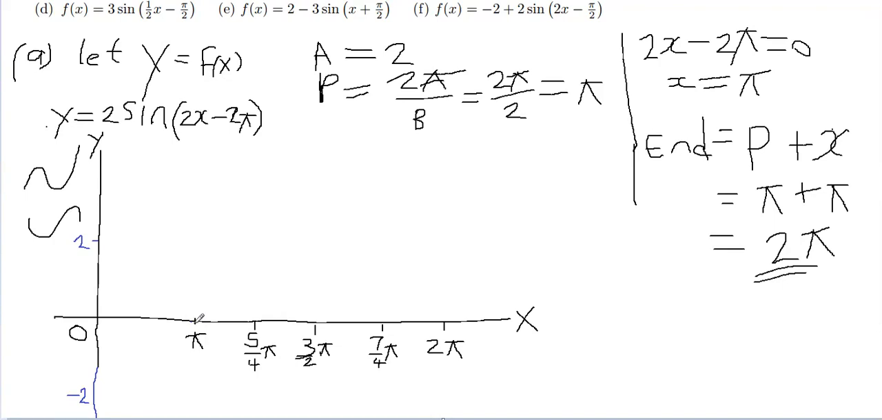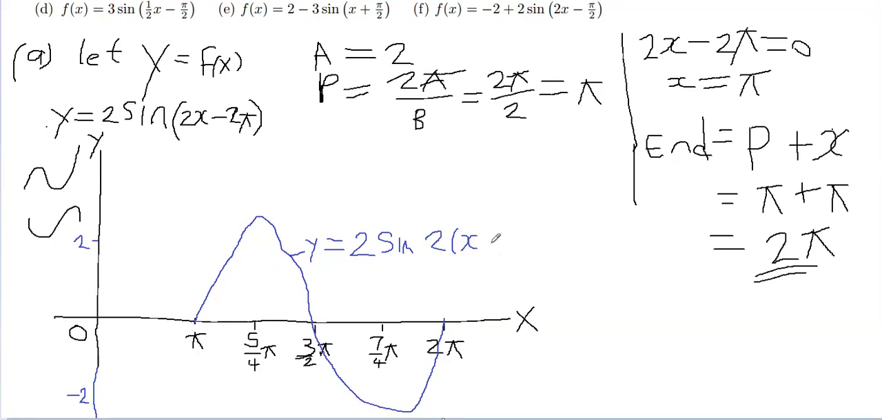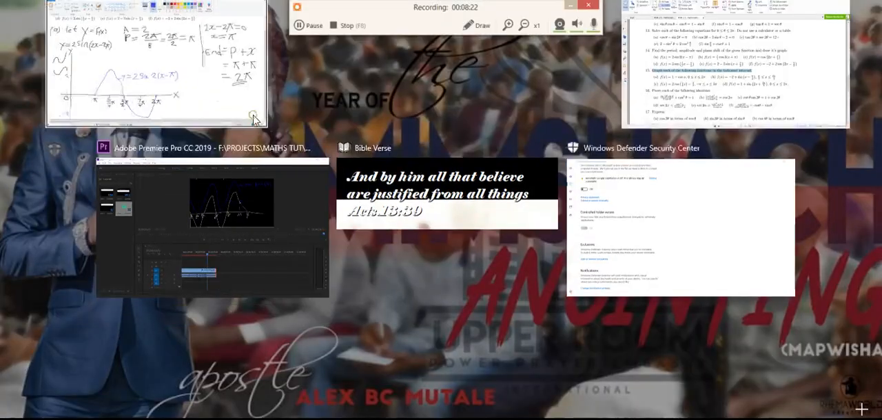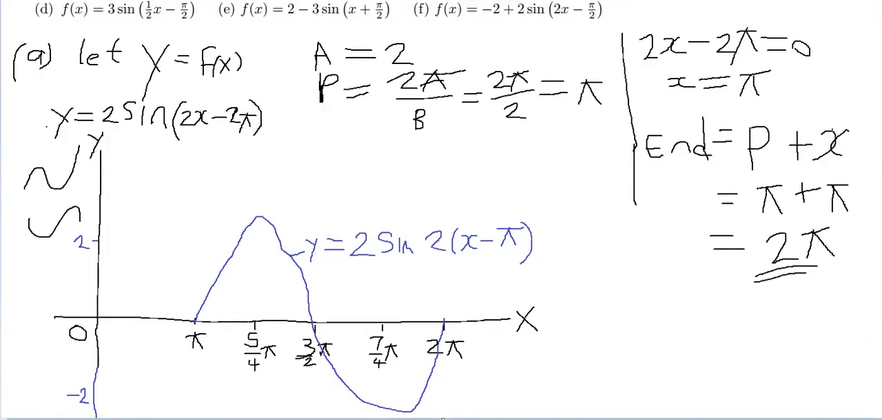So our curve is going to start from here, rise up to 2, and then come down like that, and then end there. So this is our y is equal to 2 sine, I'll write it the way they wrote it in the question, 2 sine of x minus pi. So this is the solution for the first question.